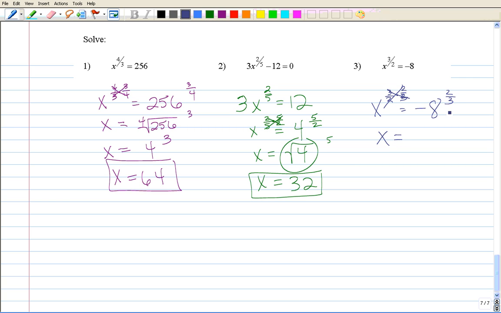And then here we'll have the cube root of negative 8, squared. So x equals, the cube root of negative 8 is negative 2. Negative 2 squared is 4.